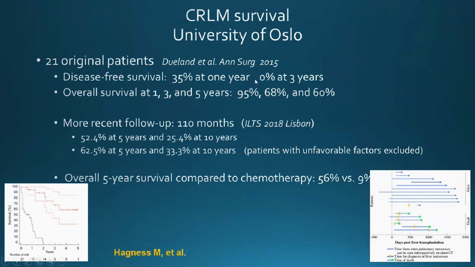Of course, most of these tumors came back, but 60% of these patients stayed alive for more than 5 years, and later data from the group shows 10-year survival over 35%, which is pretty good in patients who, if we don't do anything for them and they are not resectable, all die in less than 2 years. When we look at overall 5-year survival compared to chemotherapy, it is 56% versus 9%. And this is a pretty good achievement when we do liver transplant.